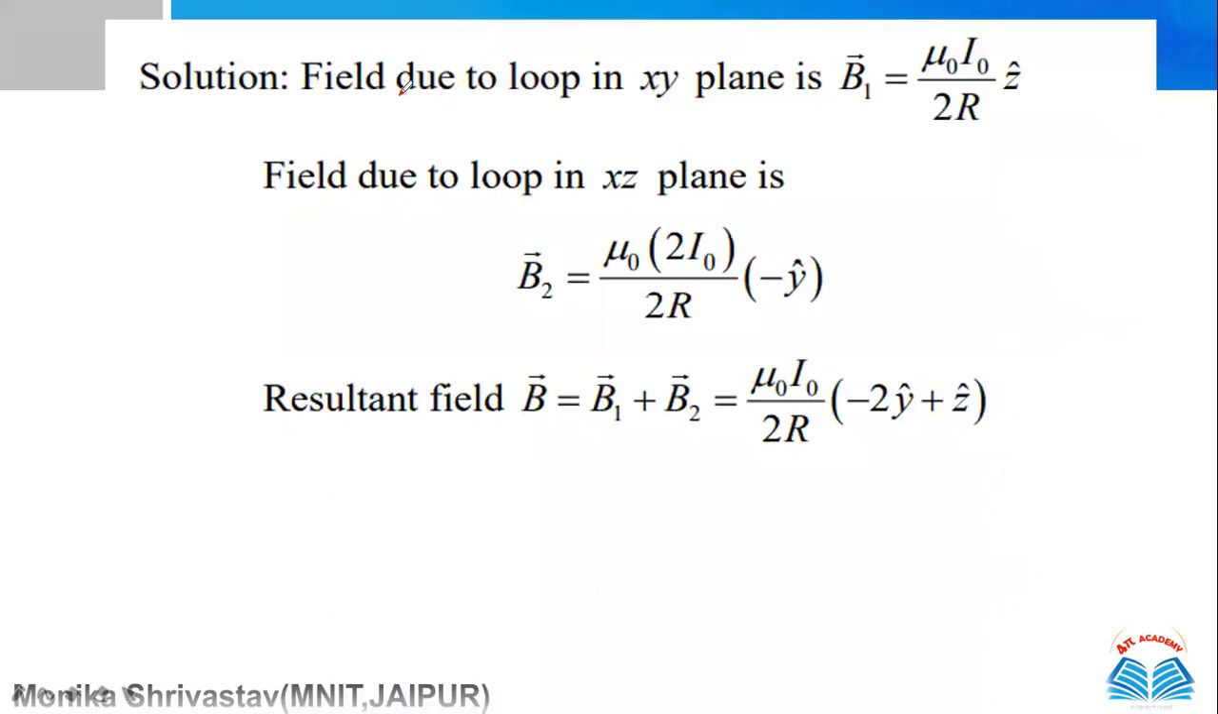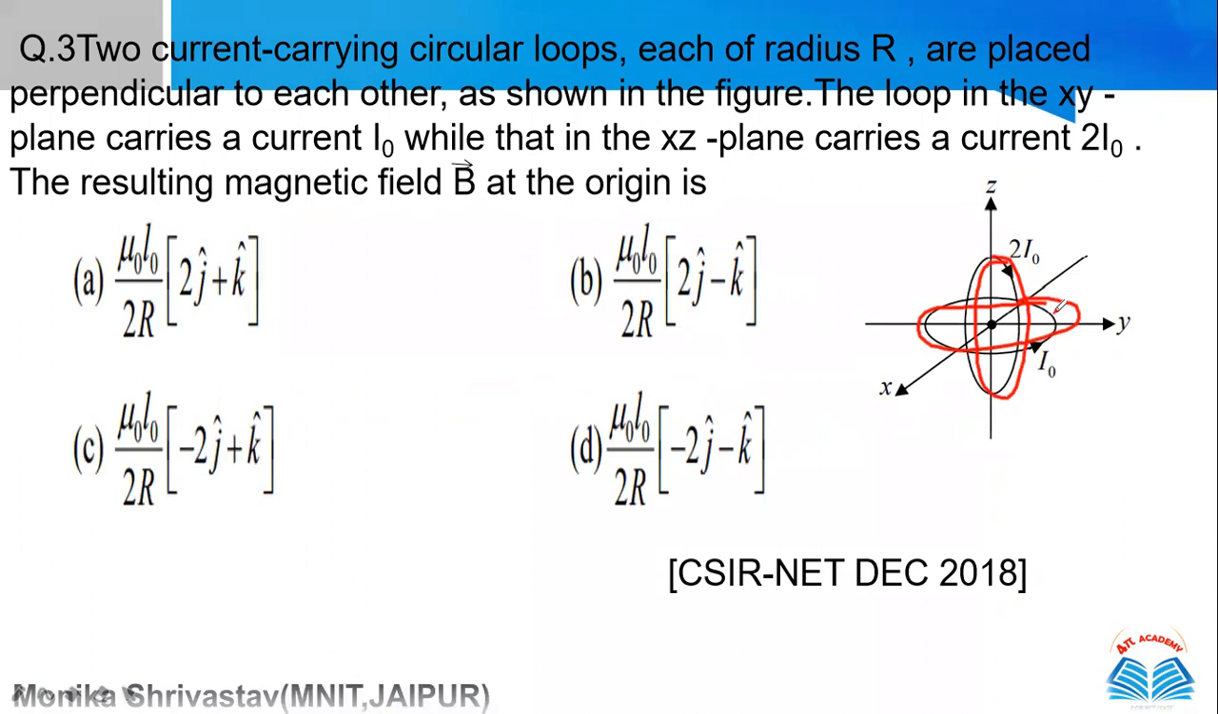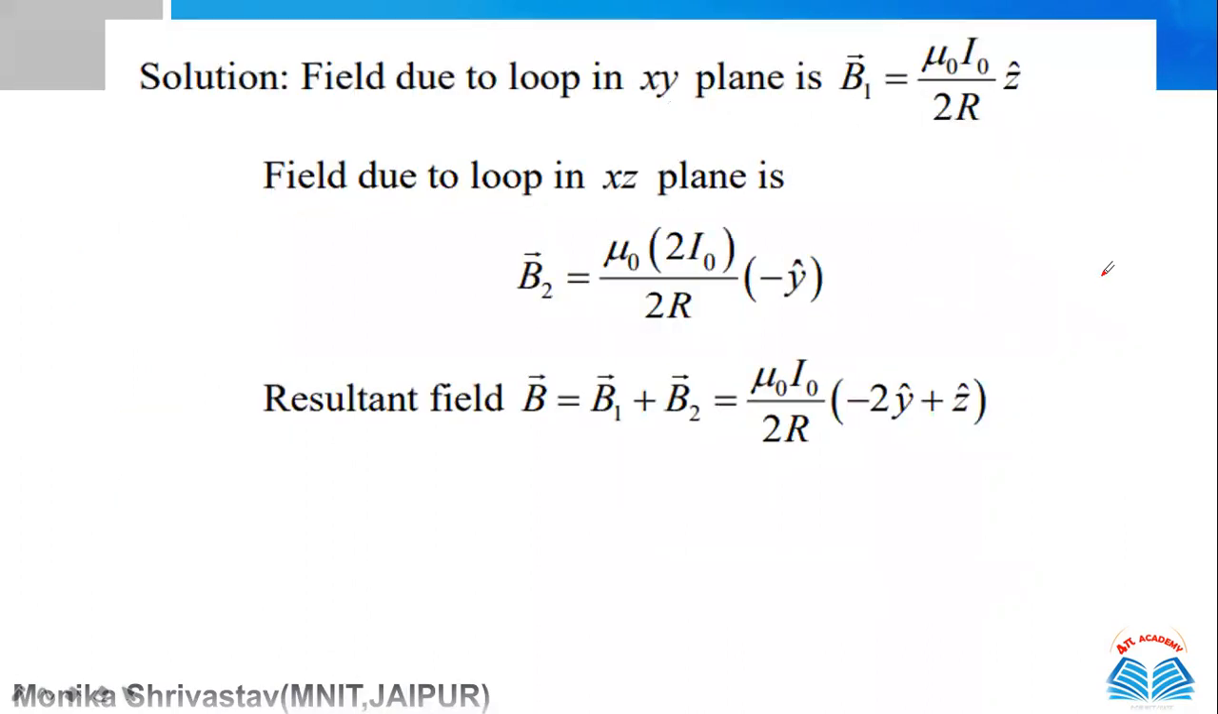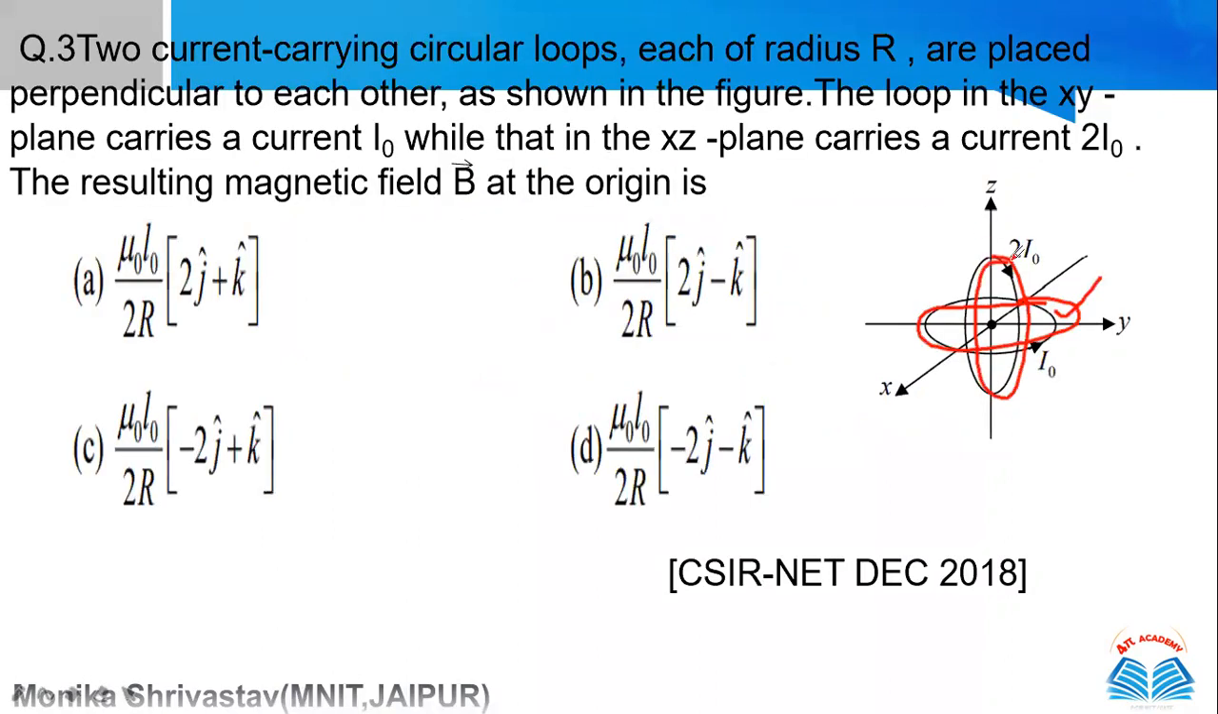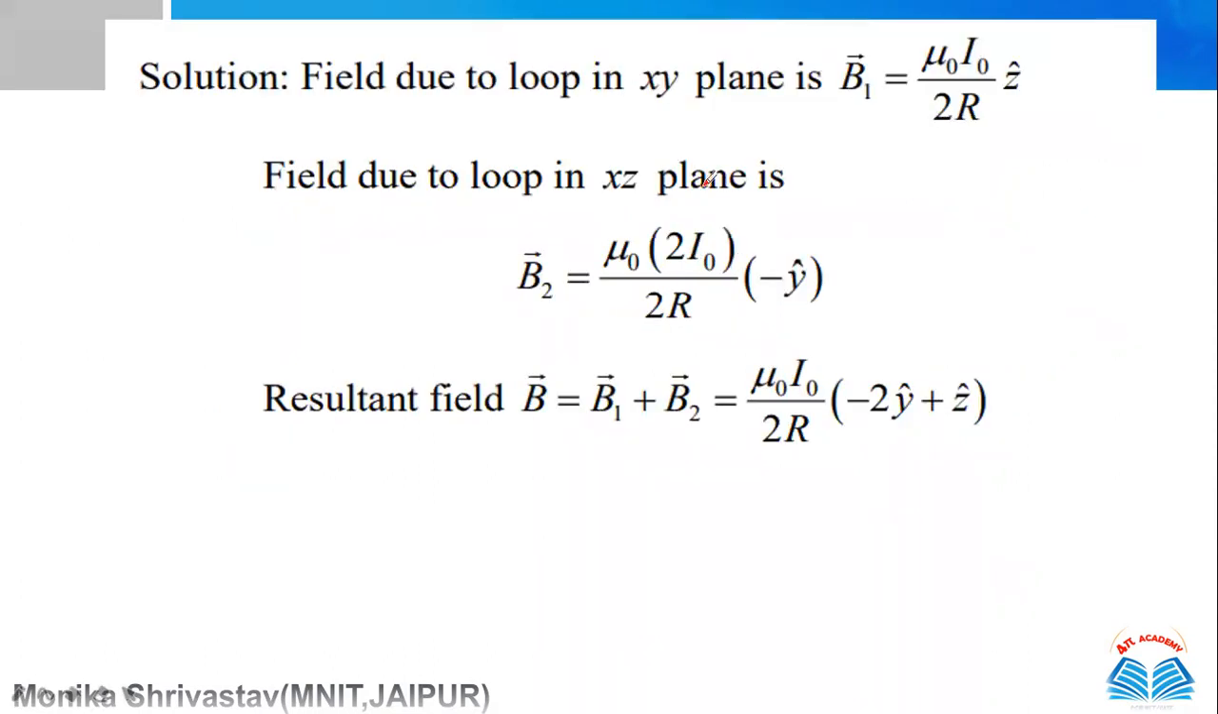So we know that the field due to the loop in the XY plane, I am denoting this by B1. For this loop, the magnetic field is B1. The current was I naught, right? So B1 will be equal to mu naught I naught over 2R. Okay, and the field due to the loop in the XZ plane, for this second loop, the current is 2 I naught. So just put this 2 I naught here, and two loops are there, so for the resultant field you will write the sum of those.